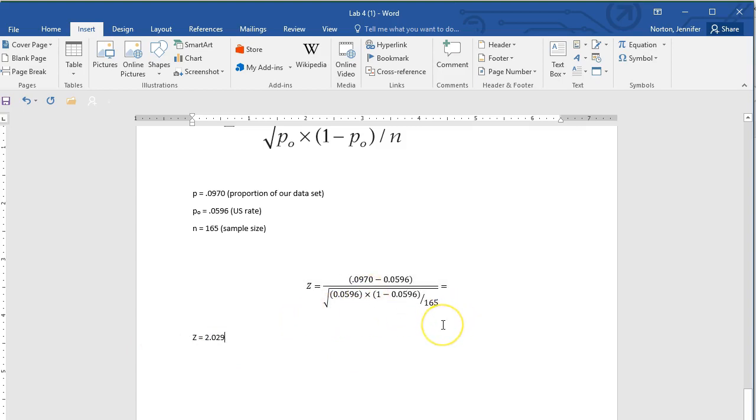Remember, you have to do order of operations, so you should do the 1 minus 0.0596, then you should take the 0.0596 times whatever the answer is to this, then divide it by the 165, then take your square root after all that is done. I want you to walk through those calculations. You will be required to do these calculations yourself, so I really suggest practicing doing them with this one.